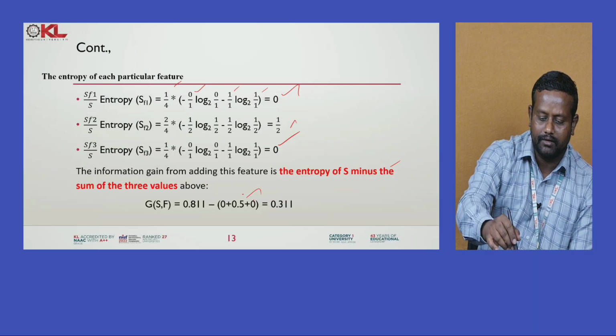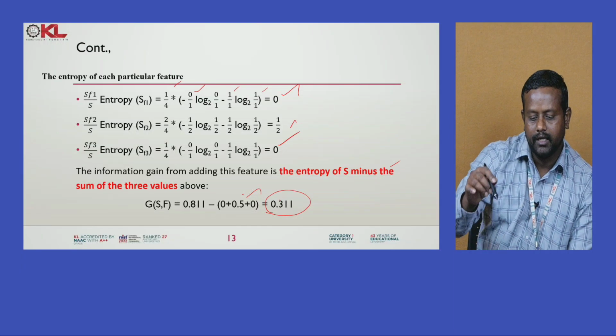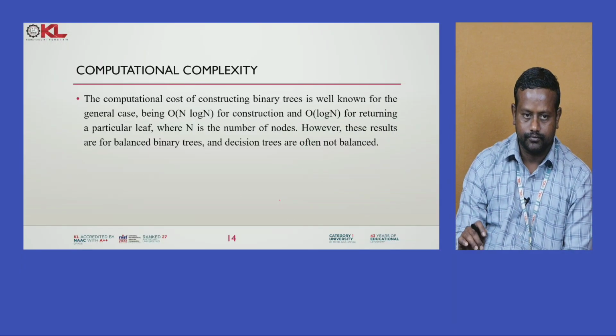Sum of each feature value, we have to add and subtract from the whole set value. Finally, we are going to get 0.311.